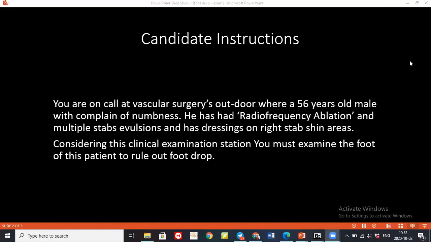And now I'll put one of my hands on the patient's foot, and I ask: can you please move your foot up towards your leg?